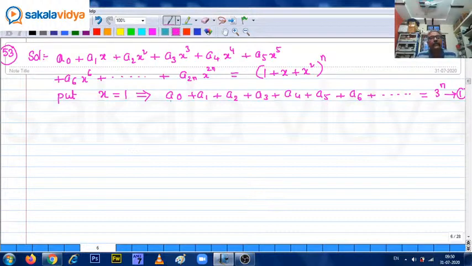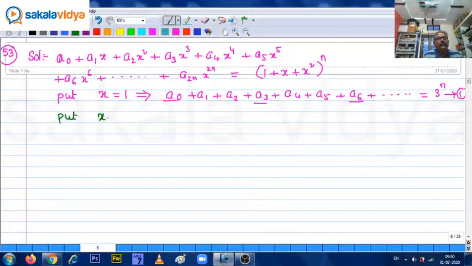But here we are not asked to find the sum of all the coefficients of this expansion. Sum of the coefficients of the expansion means that's all, the answer is over. But we are asked a0, a3, a6. This a1, a2 must be skipped, a4, a5 skipped. a0 plus a3 plus a6 we need to find out. That's why next we substitute this time.